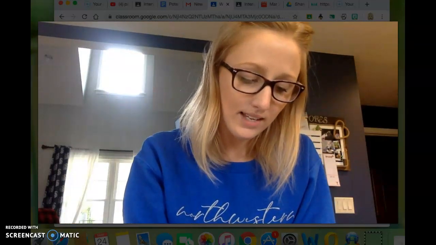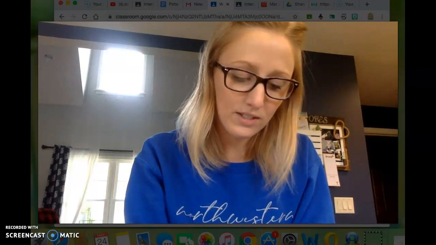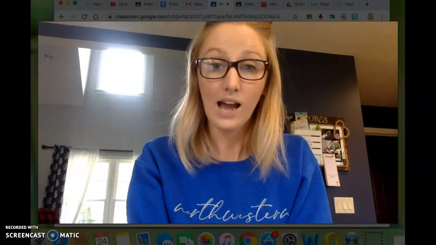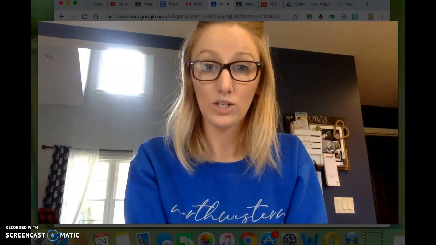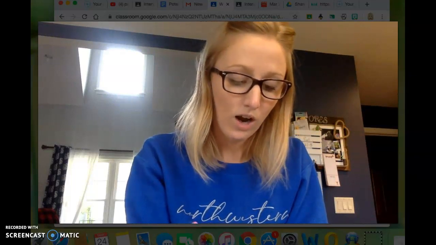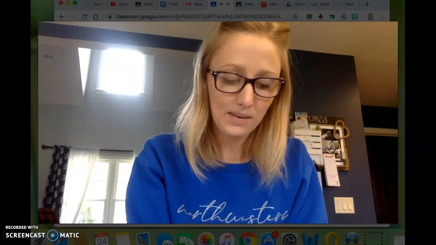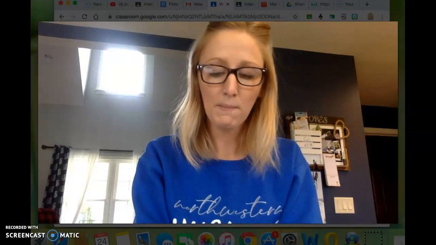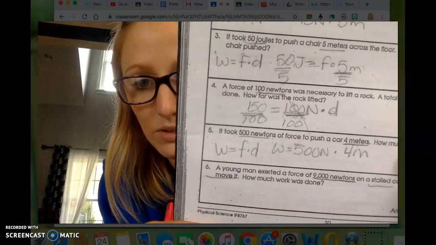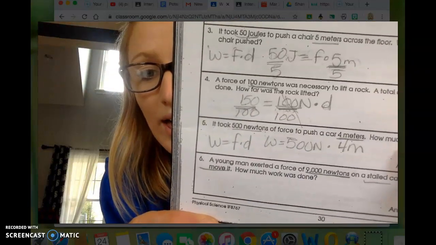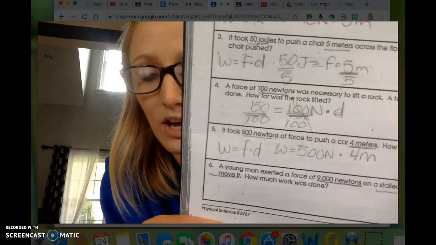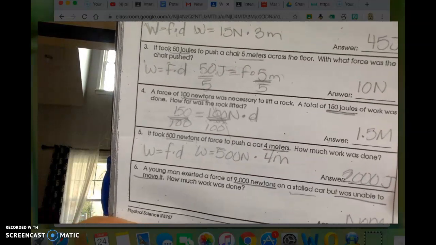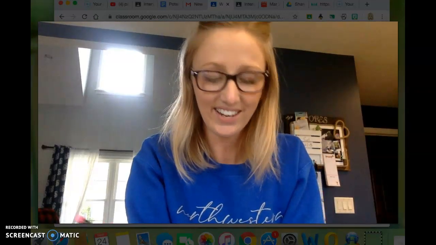All right, number 5. It took 500 newtons of force to push a car 4 meters. How much work was done? Now we're going back to how we did it in question number 1 and 2. So our work equals F times D, W equals 500 newtons times 4 meters. So that's what we should have. Then you're just going to go ahead and multiply straight across. So your answer should be 2,000 joules. Make sure you put that label on there.